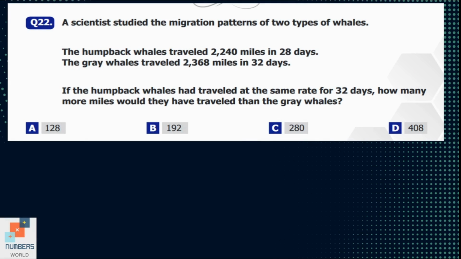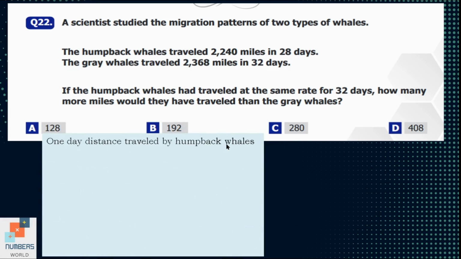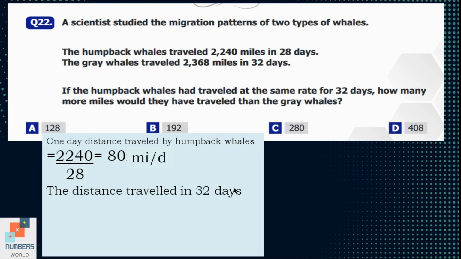Question number 22. A scientist studied the migration patterns of two types of whales. The humpback whales traveled 2,240 miles in 28 days. The gray whales traveled 2,368 miles in 32 days. If the humpback whales had traveled at the same rate for 32 days, how many more miles would they have traveled than the gray whales? So first of all, we are going to calculate 1 day distance traveled by the humpback whales. For that, we will divide 2,240 by the number of days, which is equal to 80 miles per day. Now, to see how much distance is covered in 32 days by the humpback whales, we will multiply the number by 32, which is equal to 2,560 miles.